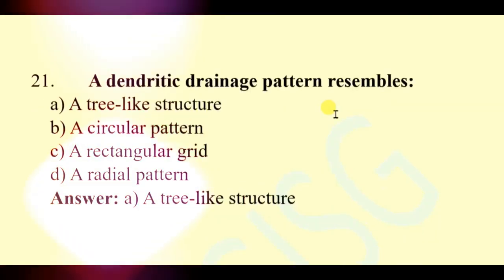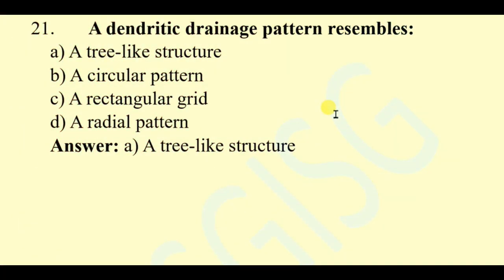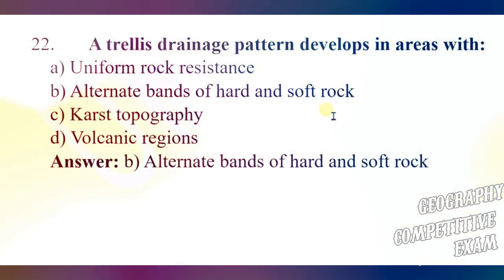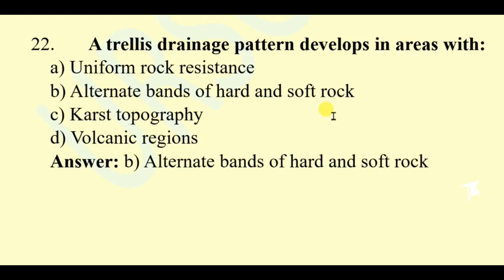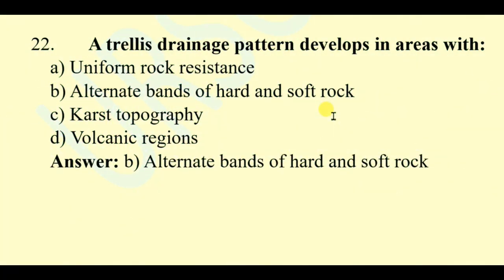Drainage patterns and water features. A dendritic drainage pattern resembles a tree-like structure, a circular pattern, a rectangular grid, a radial pattern. Here the right answer will be a tree-like structure. Question 22. A trellis drainage pattern develops in areas with uniform rock resistance, alternate bands of hard and soft rock, karst topography, volcanic region. Here the right answer will be alternate bands of hard and soft rocks.